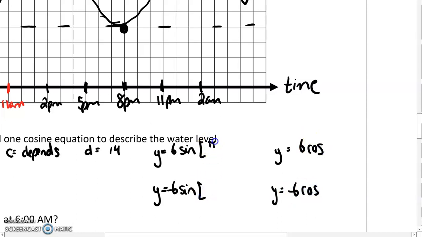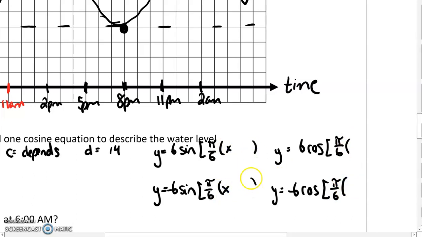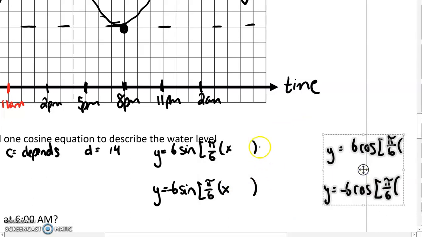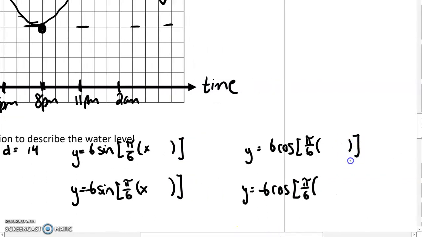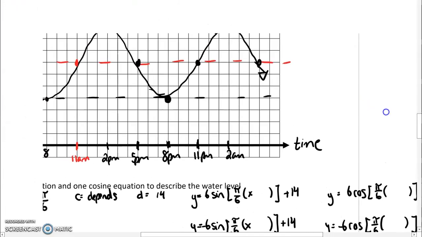And then my b value, which is pi over 6. And then we've got our phase shift. So we're going to have to add and subtract. I wonder if I can move these. I'll move them over. Here we go. And we should do our vertical displacement, our d, which is the plus 14. And so now we can do our 4 equations out positive sign.